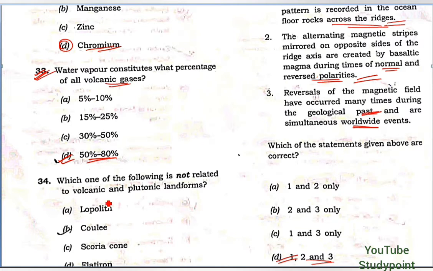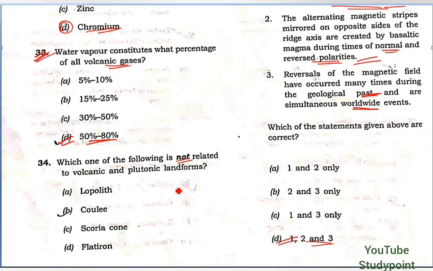Next, which one of the following is not related to volcanic and plutonic landforms? Given options are Lapolith, Cowley, Scoria and Flatiron. Right answer is option D, Flatiron. This is not related to volcanic or plutonic landforms. The others are related.